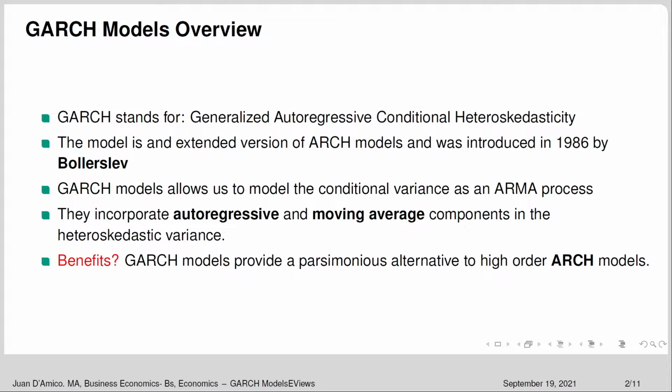What are the benefits of this type of models? Well, GARCH models provide a parsimonious alternative to high-order ARCH models. As we have seen with ARCH models, one of the flaws is that if it incorporates many ARCH effects, then you're going to have problems estimating those types of models when you are incorporating so many ARCH terms. Some of them may become not significant or some may become negative, and those are all things that we don't want in our ARCH model. So GARCH are always a good alternative to high-order ARCH models.